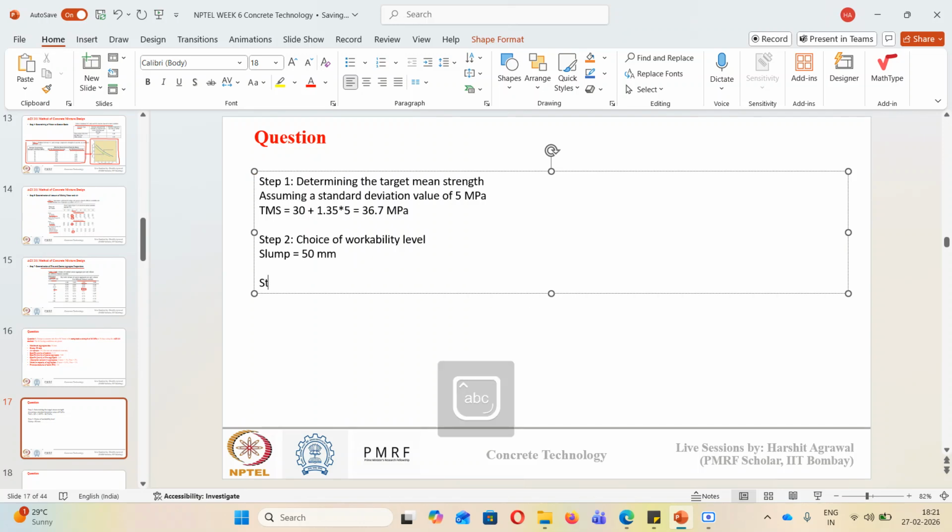Now, step 3 is selection of maximum aggregate size. This selection is done based on the spacing between the reinforcement bars, the dimension of the beam, and the depth of the beam. All these things will come once we do the structural analysis.